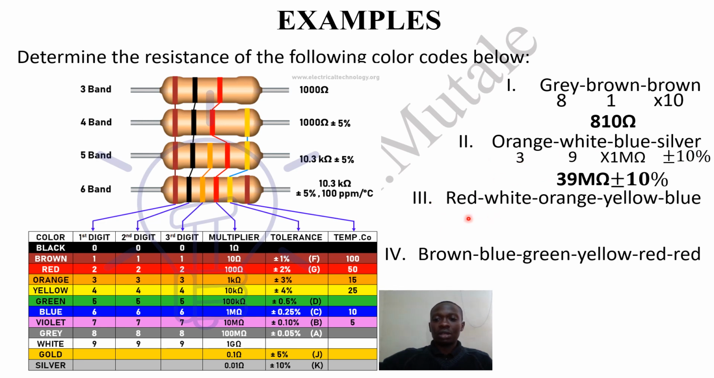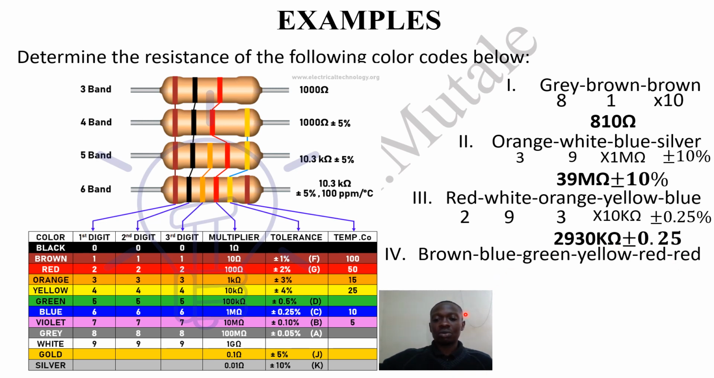We go to 5 color code. For a 5 color code, we have red being the first digit, which is a 2. Then we have white, which has 9. Orange has a digit of 3. And then you go to yellow. Yellow this time around for a 5-band should be a multiplier. The multiplier for yellow is 10 kilo ohms. And then blue should be the tolerance. The tolerance for blue is plus or minus 0.25%. Therefore, you are going to have 2930 kilo ohms plus or minus 0.25% as the tolerance. So this is the value of that resistor.